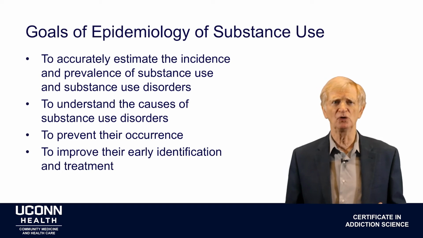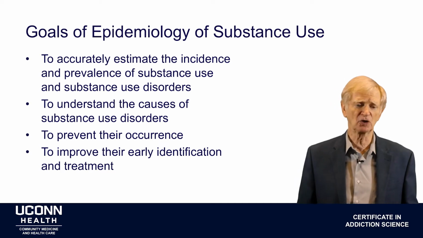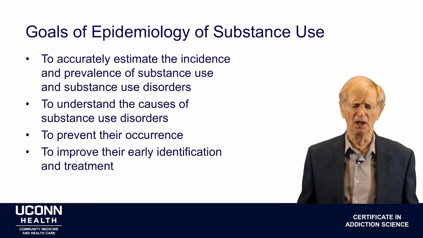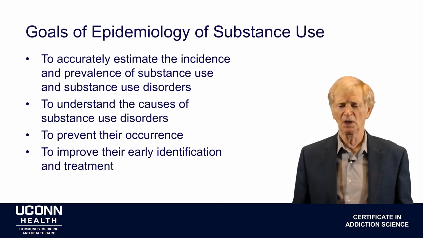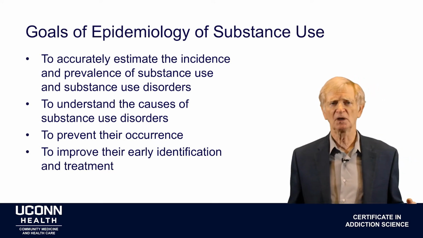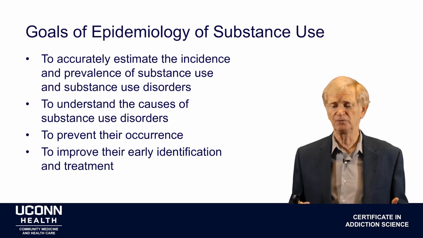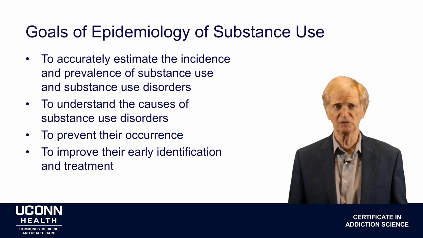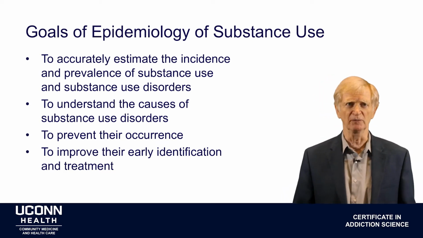Epidemiology tries to accurately estimate incidence and prevalence and understand the causes of a particular disorder, whether it is heroin addiction or whether it's a preference for ecstasy or some sort of club drug. And epidemiology data is useful for the purposes of finding out how to prevent the occurrence or reduce the incidence of a substance use disorder. But it's also useful in designing early intervention and treatment programs.